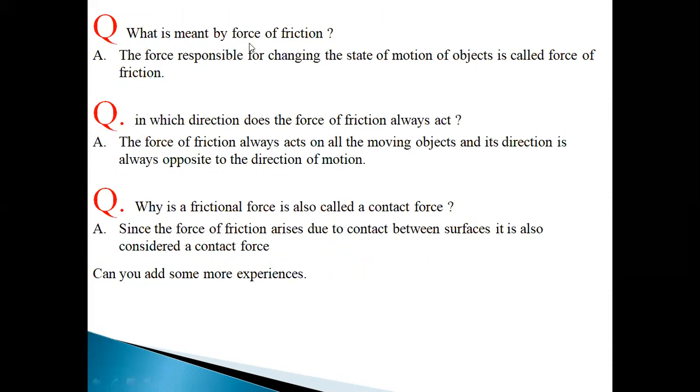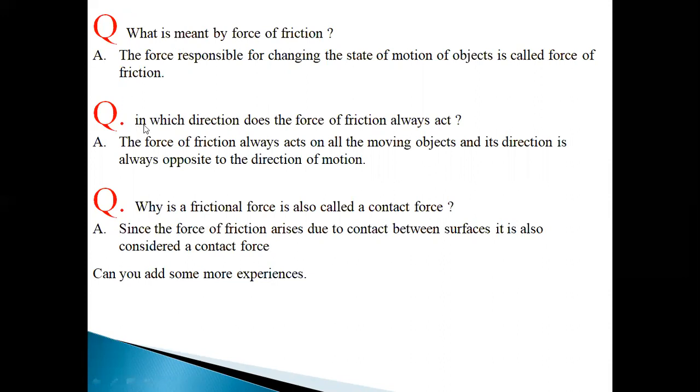What is meant by force of friction? The force responsible for changing the state of motion. What is the state of a moving ball? It is motion. If a frictional force acts, it stops. That is, moving becomes rest, then the rest one starts motion. That's what we say change of state of motion. Here the force responsible for changing the state of motion of objects is called the force of friction, or we could say the frictional force.